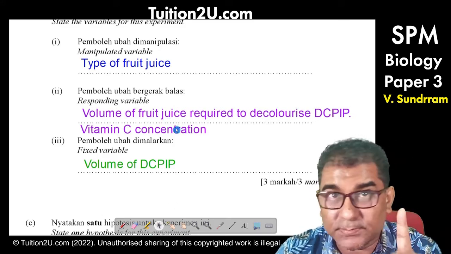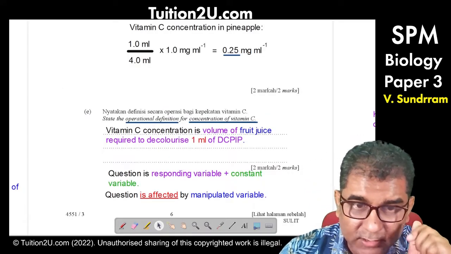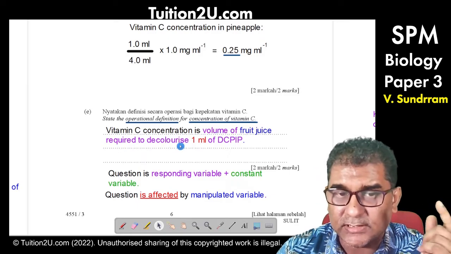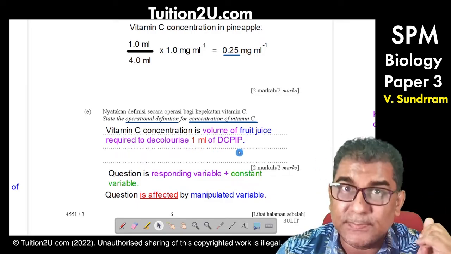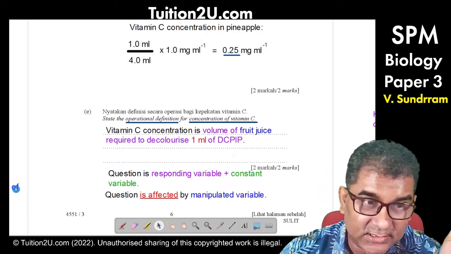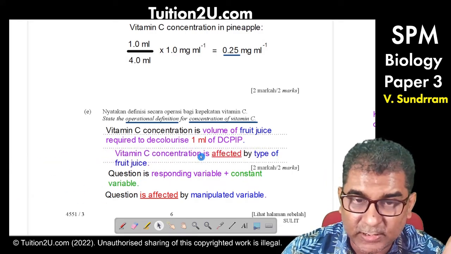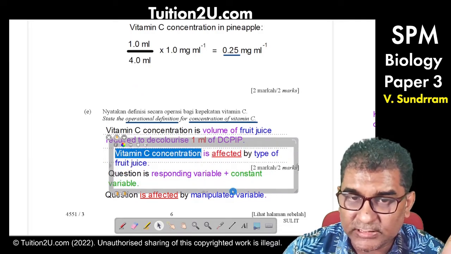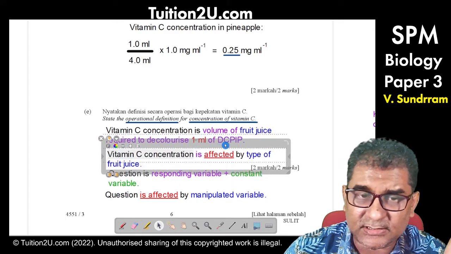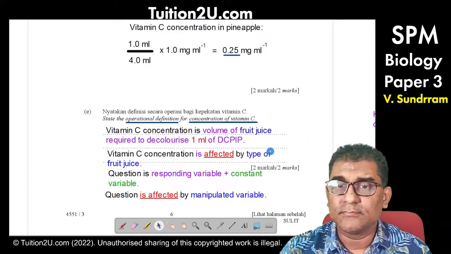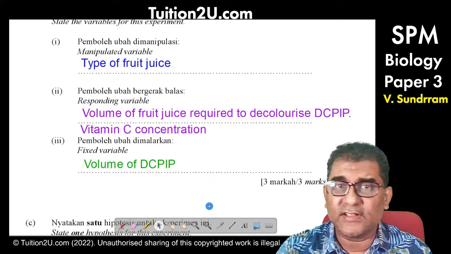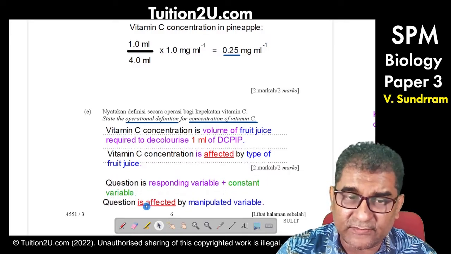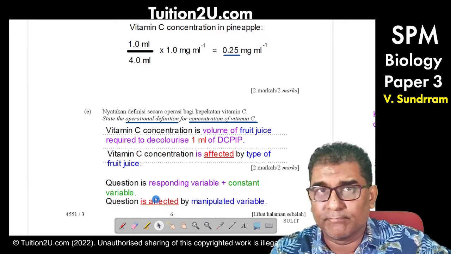The main answer for operational definition is this. Responding variable must be in the answer. So if you go back to this, vitamin C concentration is volume of fruit juice required to decolorize 1 ml of DCPIP. I need the second sentence. The second sentence is this. Vitamin C concentration, I change this because that's the question. So vitamin C concentration is affected by the type of fruit juice. Type of fruit juice is manipulated variable. That's how easy inference, operational definition is supposed to be.